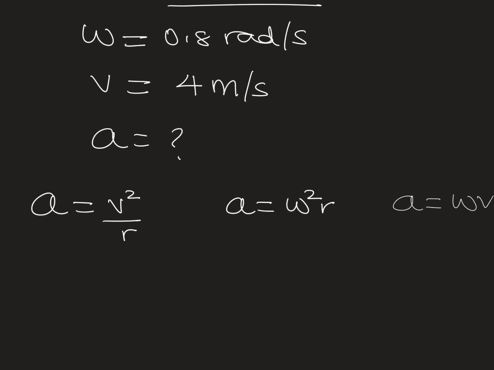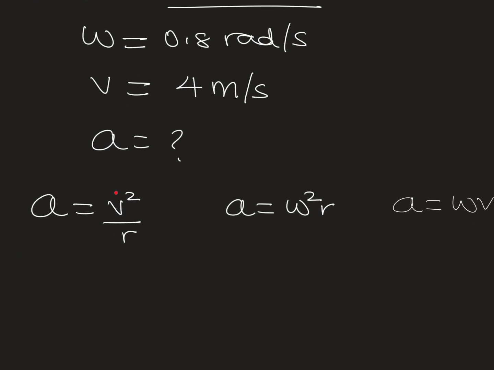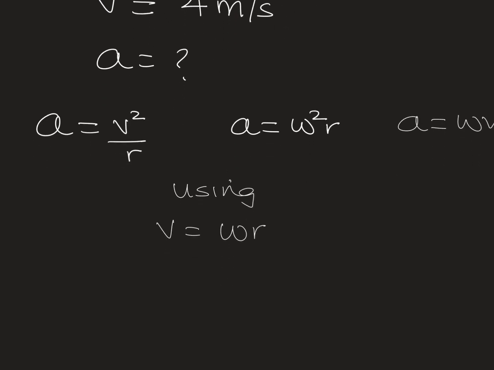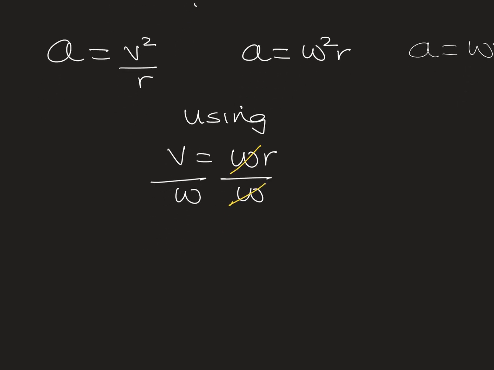So if we want to use the formula that has r, it means we should first find r. So let's try to find the radius. Using v is equal to omega r, to find r, we divide both sides by omega. So this will cancel this. It means r is equal to v divided by omega.